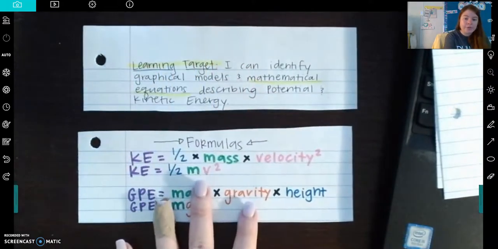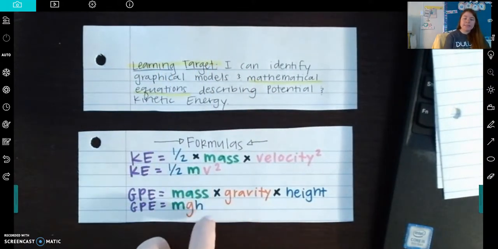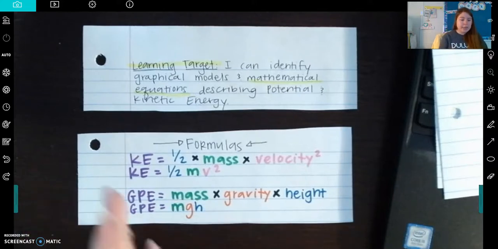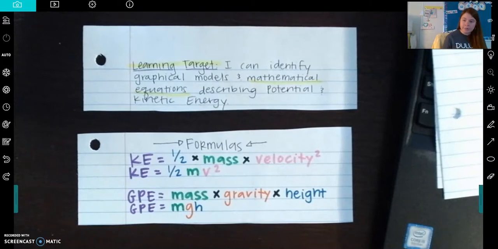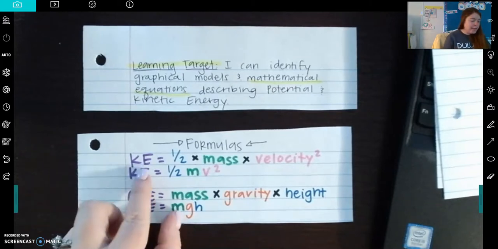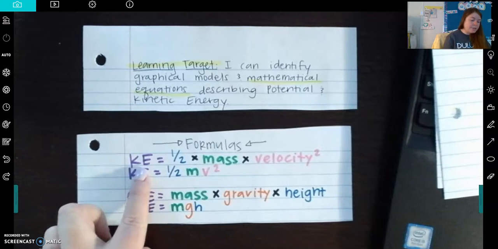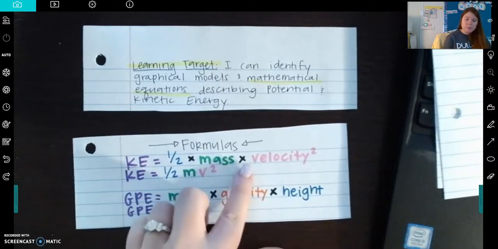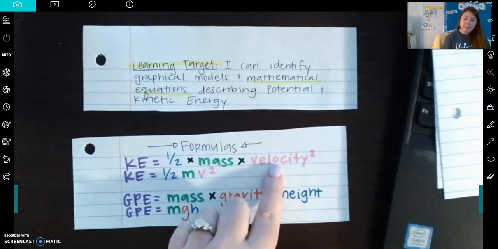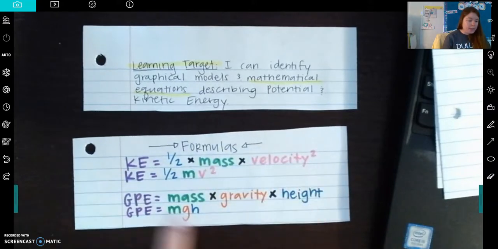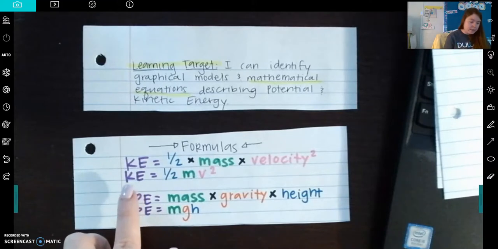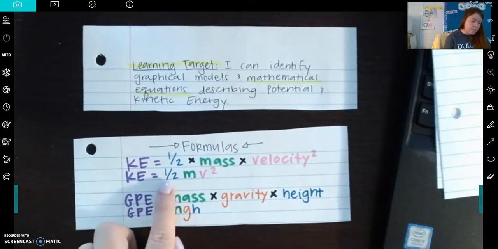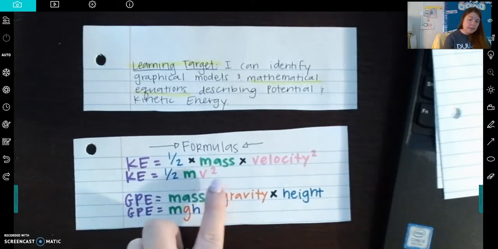Right below where you have your learning target, I'm going to want you to write down the formulas. I put each of the parts of the formula in a different color to make it easy to distinguish them from one another. So our kinetic energy, or our KE, its formula is going to be 1/2 multiplied by the mass multiplied by the velocity, or the speed, squared. This can also be abbreviated down as KE equals 1/2 mv squared.